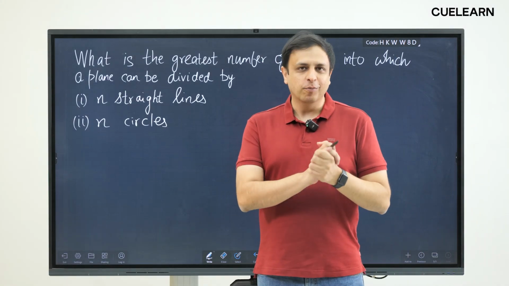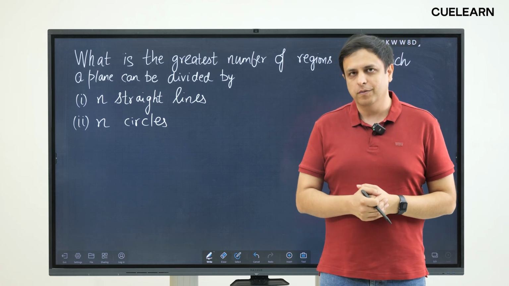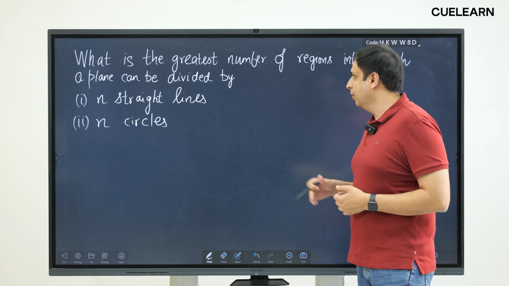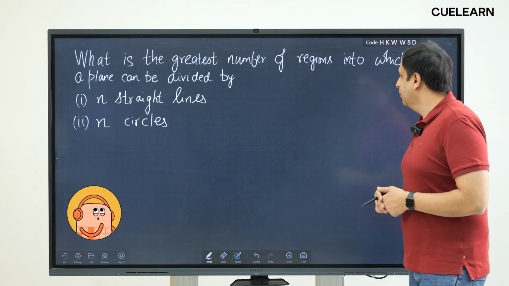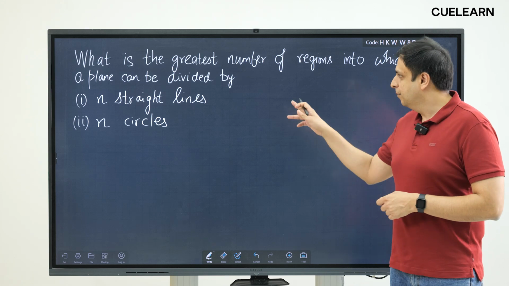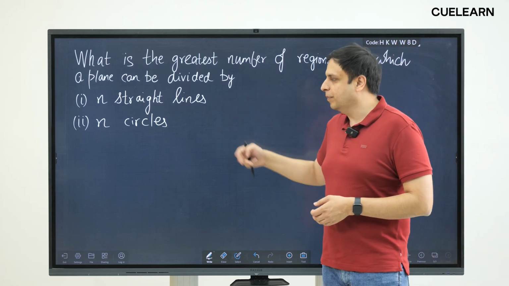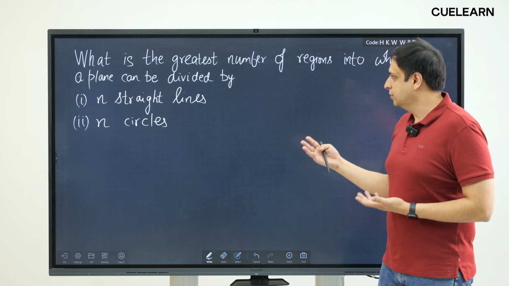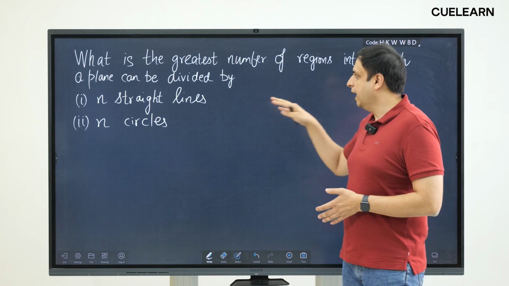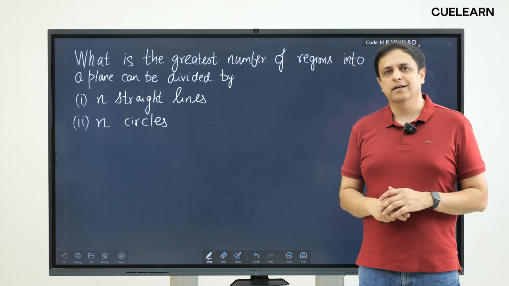Hi everyone, the problem I am going to solve in this video is one of my favorite problems on counting that also involves geometry. Here's what the problem says. What is the greatest number of regions into which a plane can be divided by n straight lines and n circles? So these are two different parts of the problem that we have to solve for. What is the greatest number of regions that n straight lines will divide a plane into and that n circles will divide a plane into.